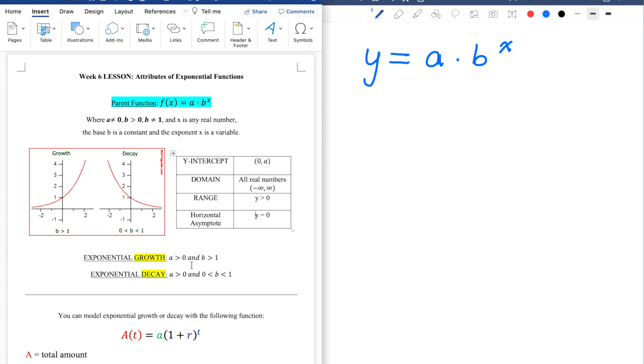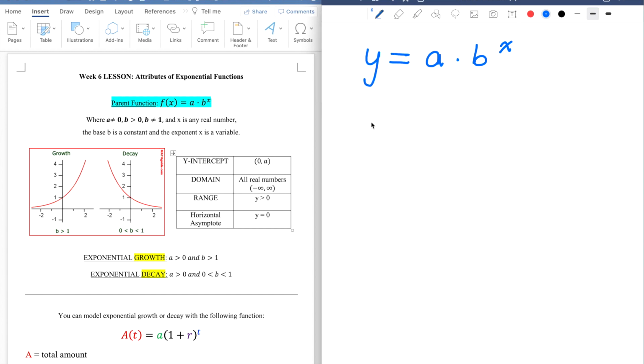So how can you tell if our graph is going to be an exponential growth or exponential decay without a picture? It's going to be determined by our variables a and b. When a is greater than 0 and b is greater than 1, that is an example of growth. So a is greater than 0, like 3. b is greater than 1, like 2. That is an example of exponential growth.